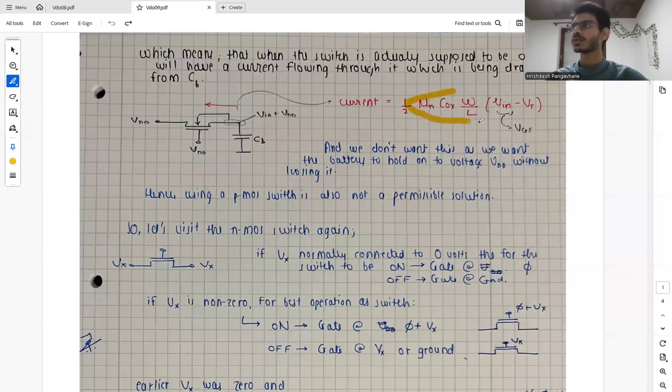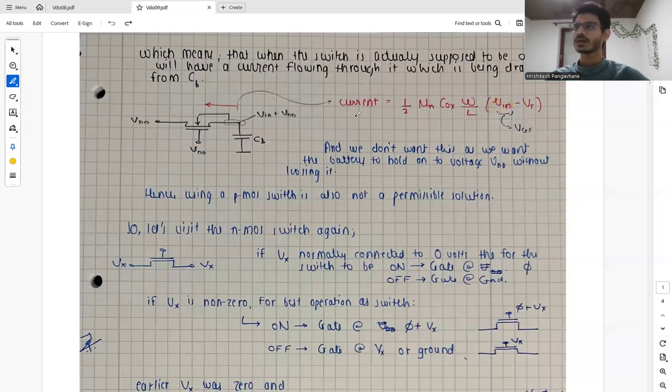So this formula is basically for the current through the MOSFET when it is working in the saturation region, where VGS is given by VG minus VS. So VG is VDD, VS is V in plus VDD. So VGS is basically VG minus VS, which is V in. So instead of VGS, we have written V in.